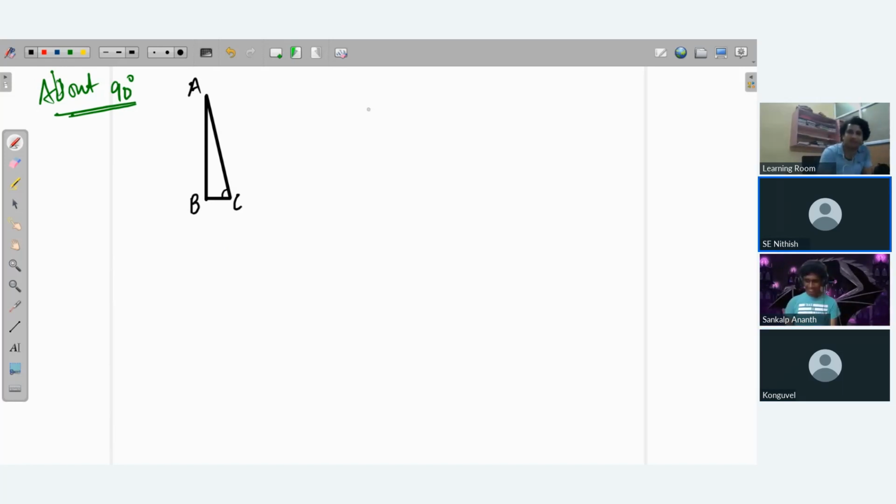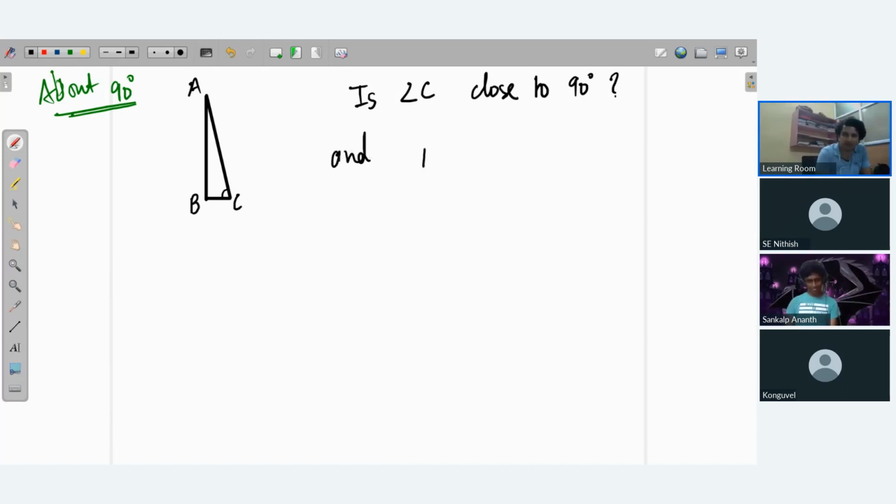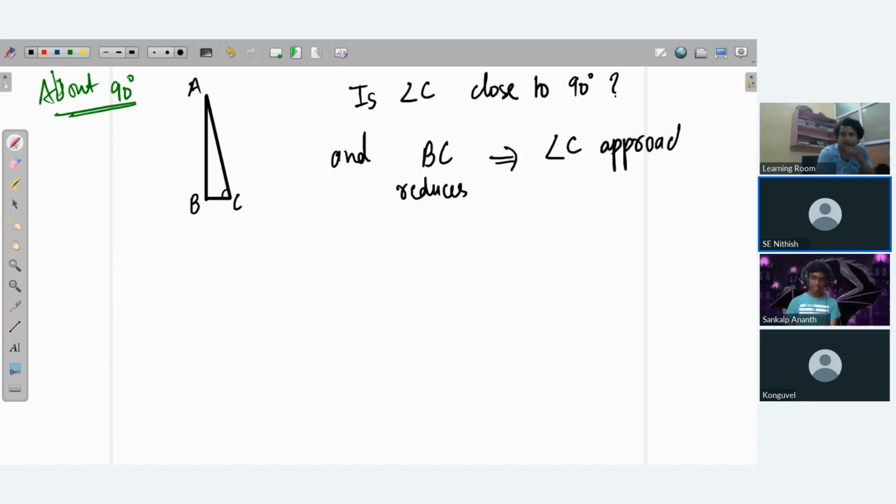First, tell me, is angle C close to 90 degrees? Yes. And also, when BC reduces, does it mean that angle C approaches 90 degrees? Yes, sir. Excellent, very good.